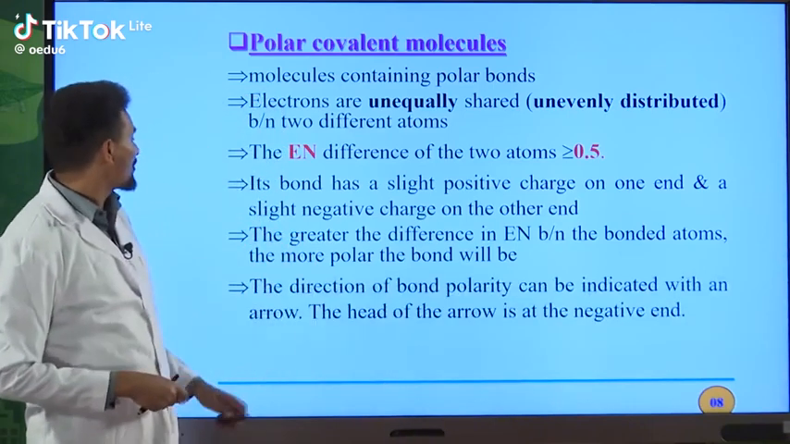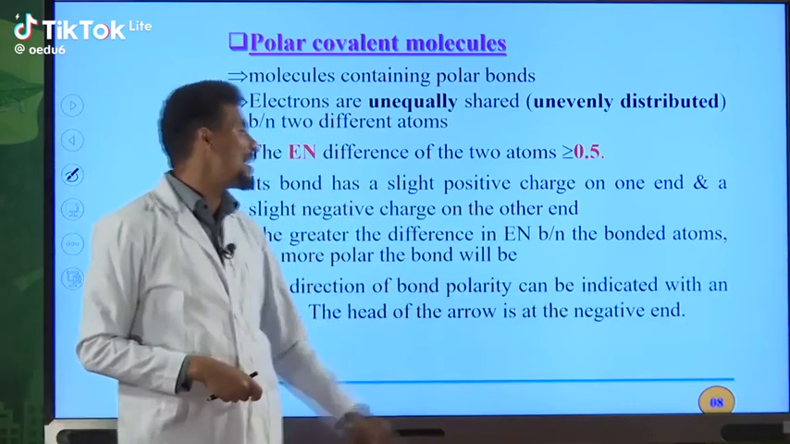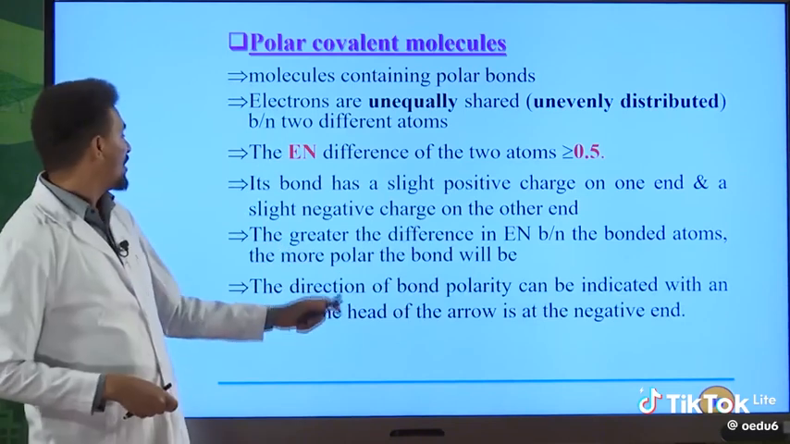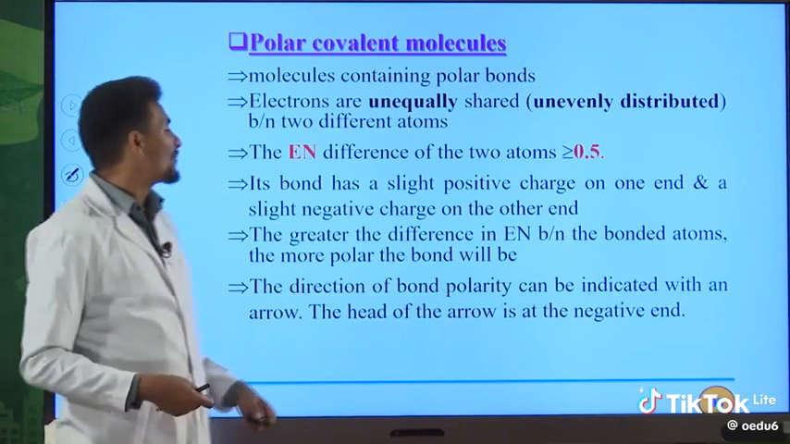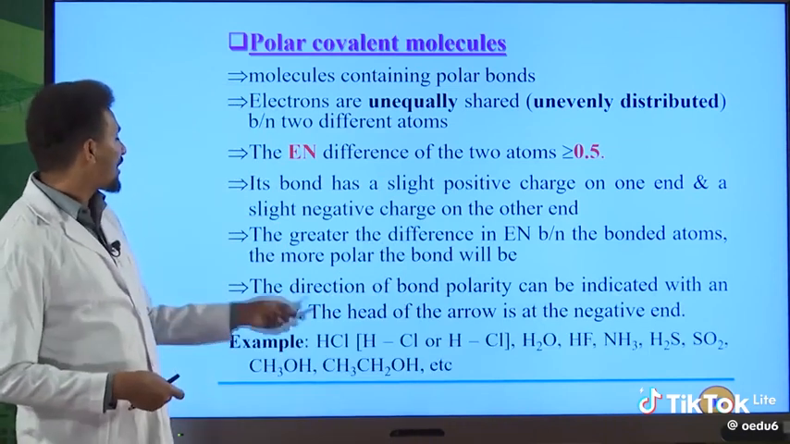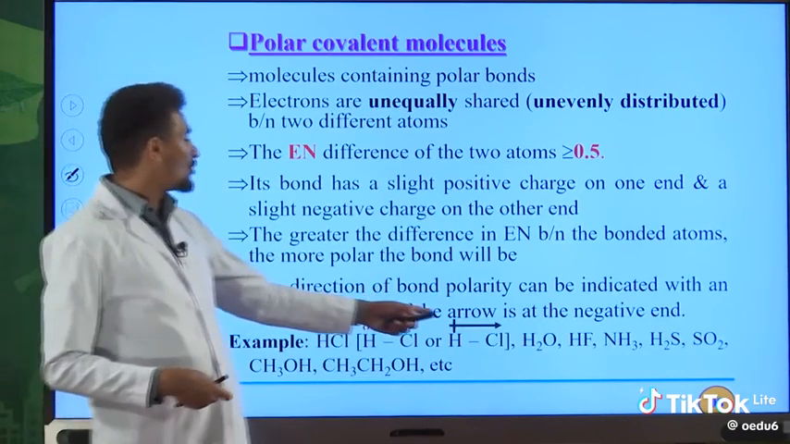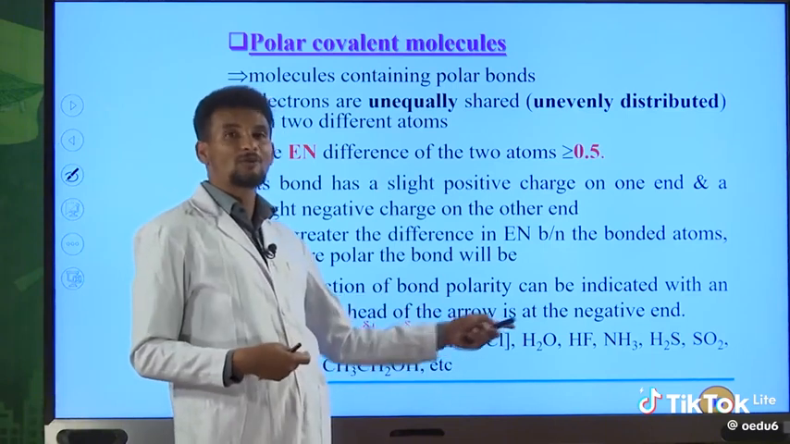Also increases. The direction of the bond polarity can be indicated with an arrow. The head of the arrow is at the negative or the more electronegative atom. Therefore, we can represent it by an arrow. I already told you about that one. For example, in the case of hydrogen chloride.